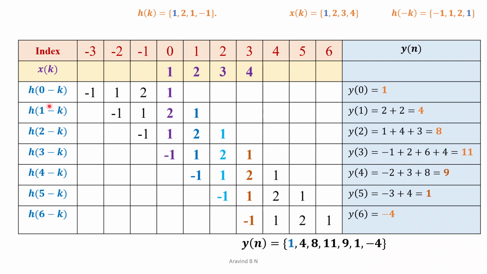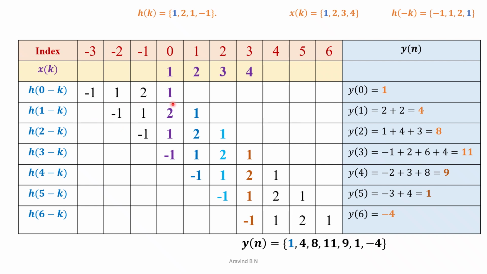Right, now just for 1 or 2 I will be showing, the remaining we can just make out. Now h of 0 minus k, that is the same as h of minus k. Now it is -1, 1, 2 and 1. So at the origin we have the value 1, at location -1 we have 2, at location -2 we have 1, then at location -3 we have the value -1, right?